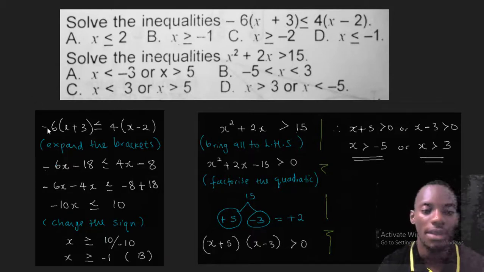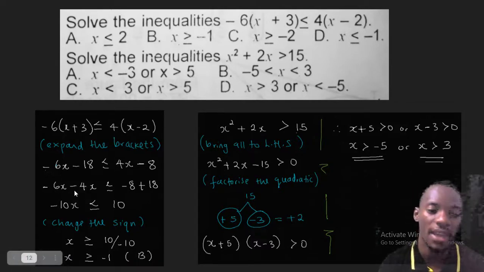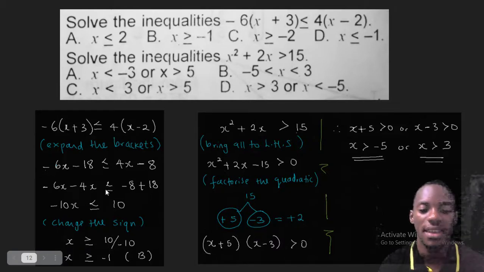So we have minus 6 bracket s plus 3 is less than or equal to 4 bracket s minus 2. First thing to do is to expand the bracket. That will become minus 6s minus 18 is less than or equal to 4s minus 8, and then collecting like terms, the 4s will come over here, it will become minus 6s minus 4s is less than or equal to minus 8 plus 18.